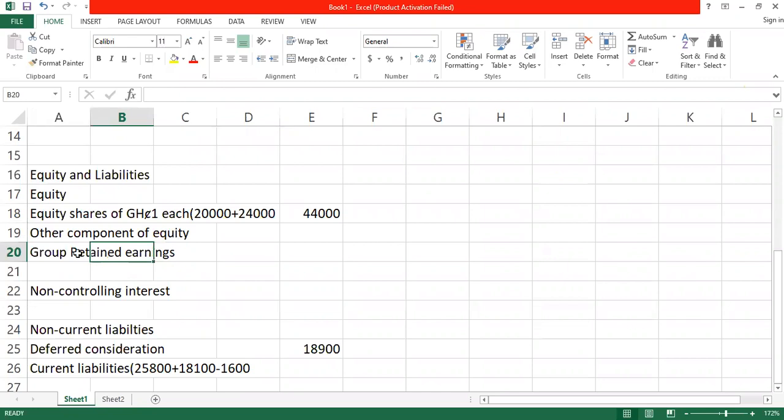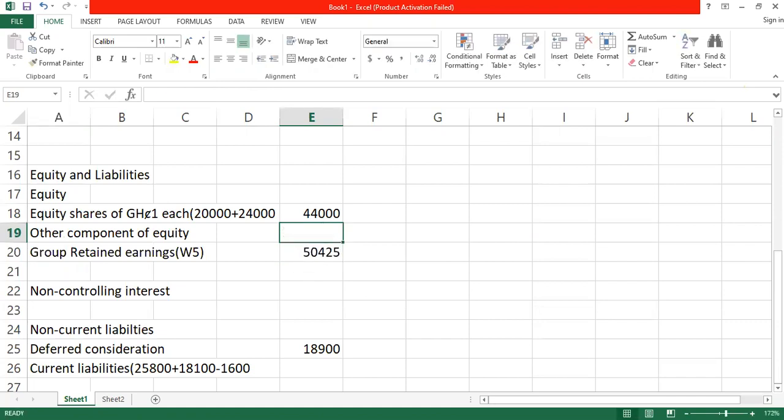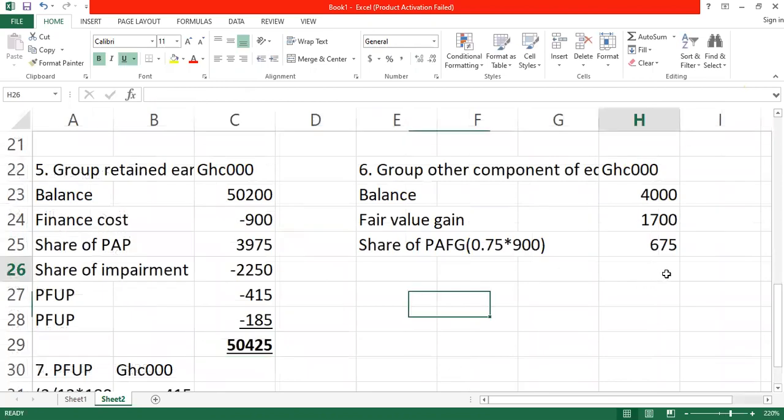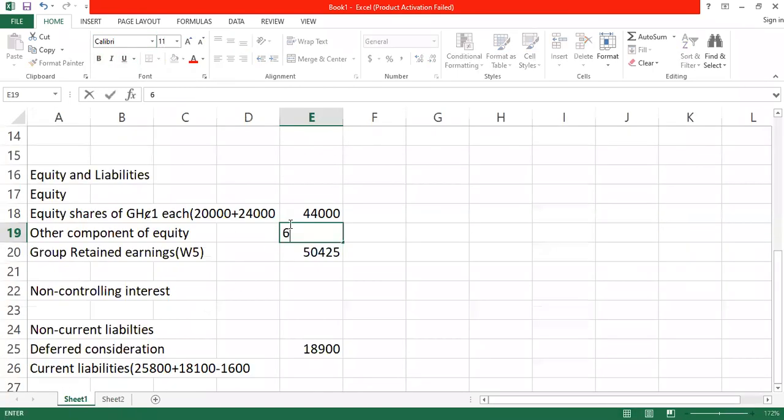That is workings 5. So you put it into the brackets, workings 5. 5,425. Other components of equity, so this is the other component of equity. It's 6,375. Other component of equity is 6,375.